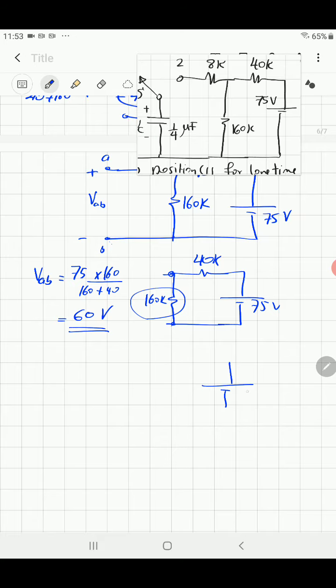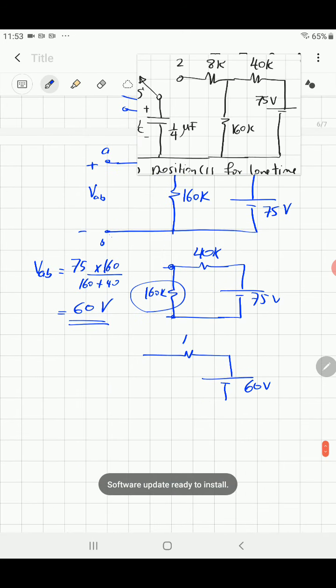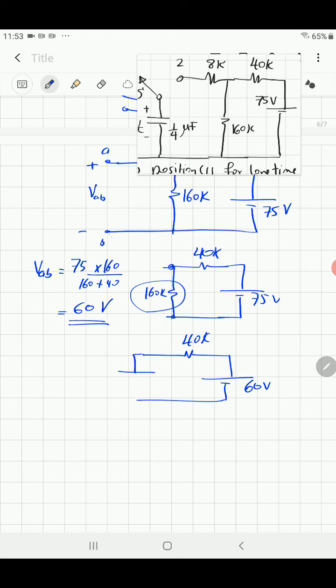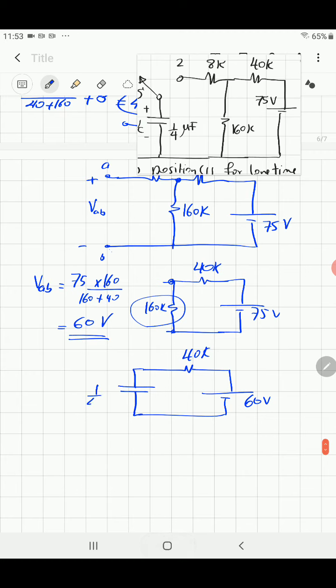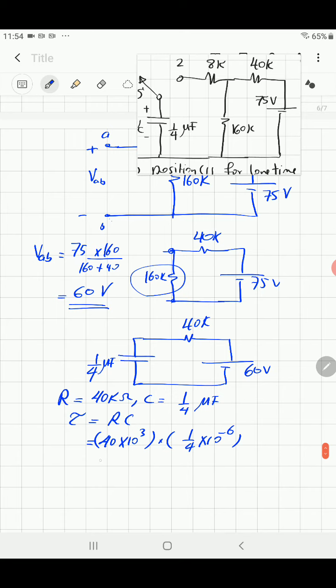You have 60 volt, you have R equivalent, which is 40 kilo ohm, and then you connect your capacitor, and the value of the capacitor is 1/4 microfarad. Now the circuit is very similar to the circuit for which we derived the equation and the solution. Let me summarize the information here. R is equal to 40 kilo ohm and C is equal to 1/4 microfarad. So the time constant tau is equal to R times C, which is 40 times 10 to the power 3 times 1/4 times 10 to the power minus 6. So tau will be equal to 1/100 second. So that's the tau.